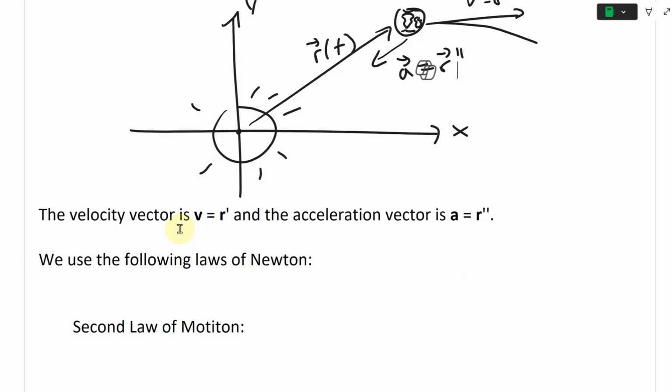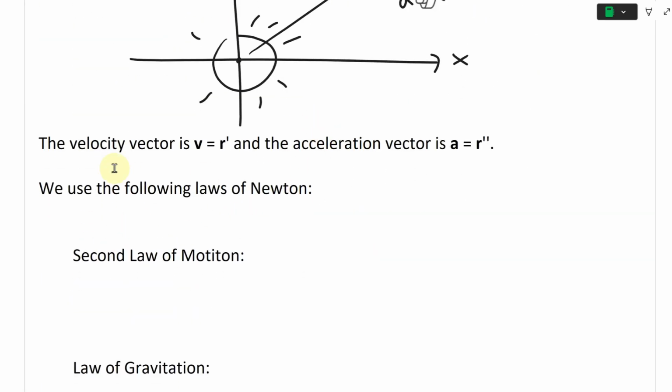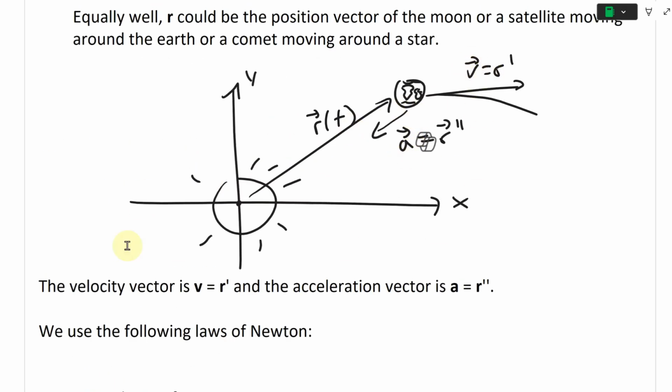But anyways, I just want to illustrate some of the terms that we're using, because the calculus book didn't have that. So going further, the velocity vector is v equals r prime, and the acceleration vector is a equals r double prime, so the second derivative of the position, or the first derivative of the velocity.